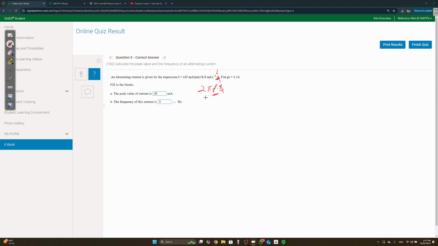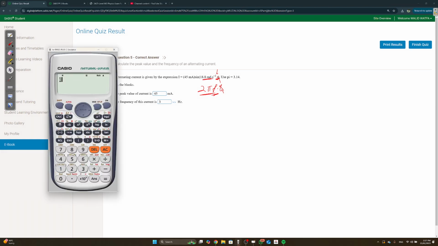We want to find frequency. Okay, we know this is equal to 18.8. So how do you find frequency? You just divide by 2 pi. So we're just going to do 18.8 divided by 2 pi. So 2 times 3.14. You get to 2.99 or 3, right? So you can just round it to 3. Here it's two significant figures, so I'll make it 3.0 if you want.